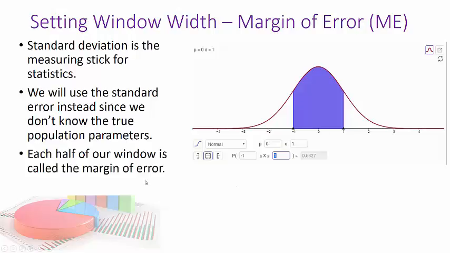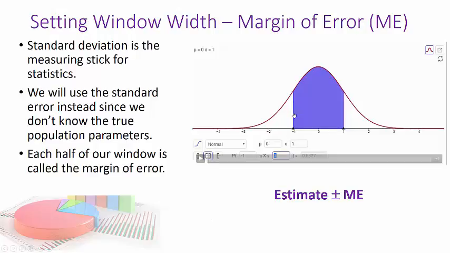The other thing is we call each half of our window, if I go centered at 0 here and then go to the left, the margin of error. Each half of this window, however big it is, is our margin of error. Normally we write our confidence interval as estimate plus or minus our margin of error. We can also write it with parentheses, the lower level, a comma, the upper level, and close parentheses. That's another way to list a confidence interval.